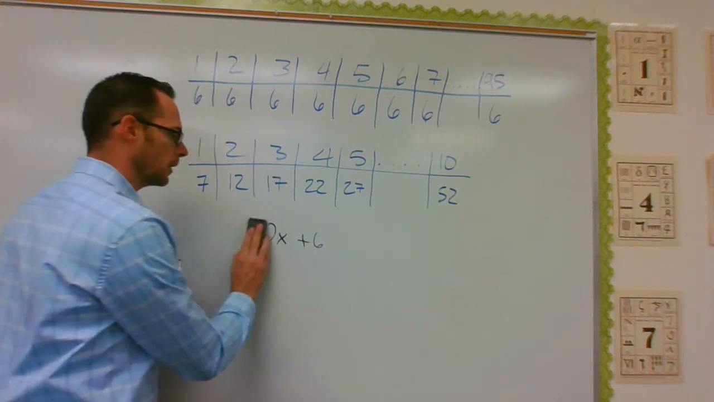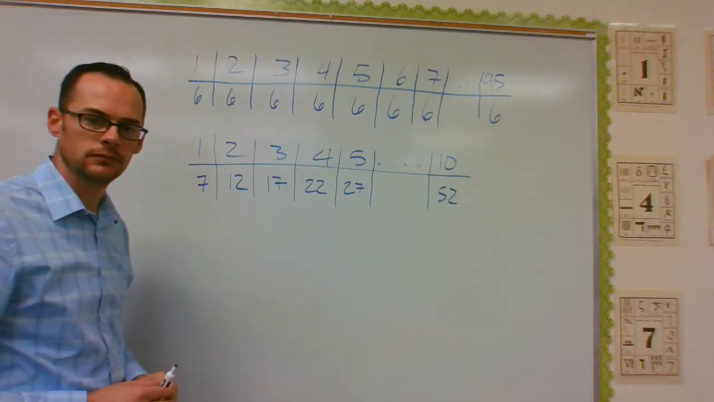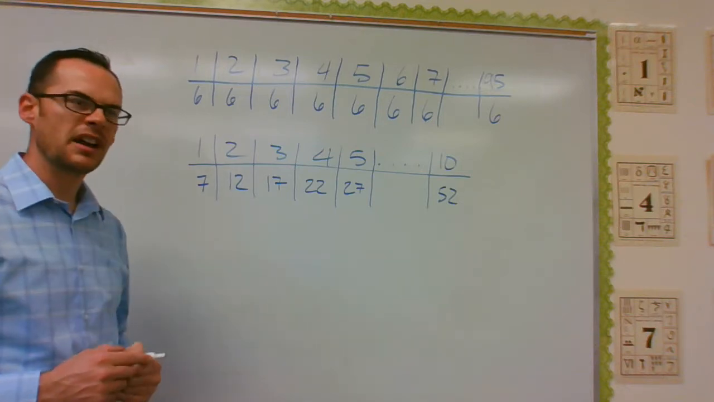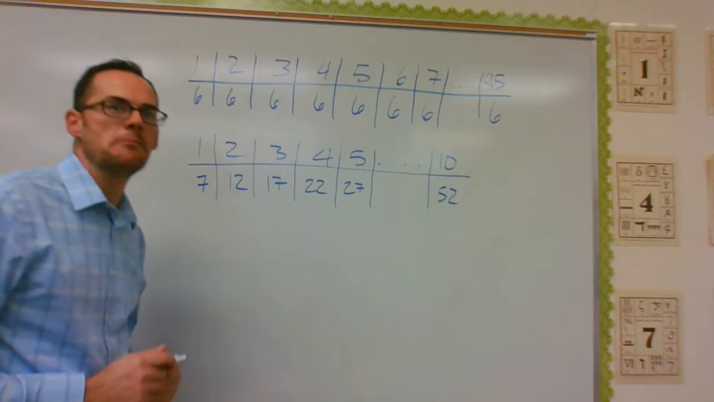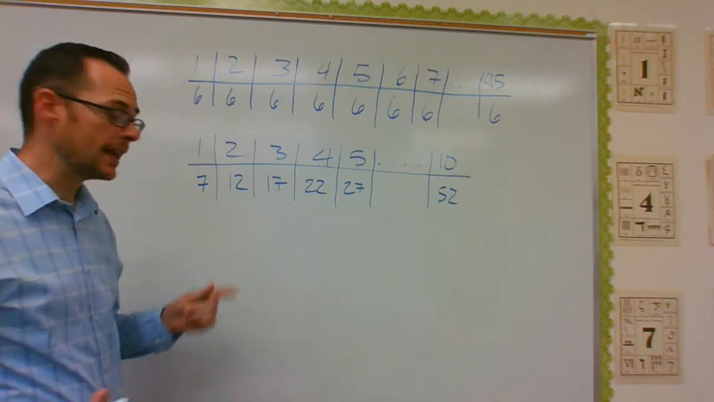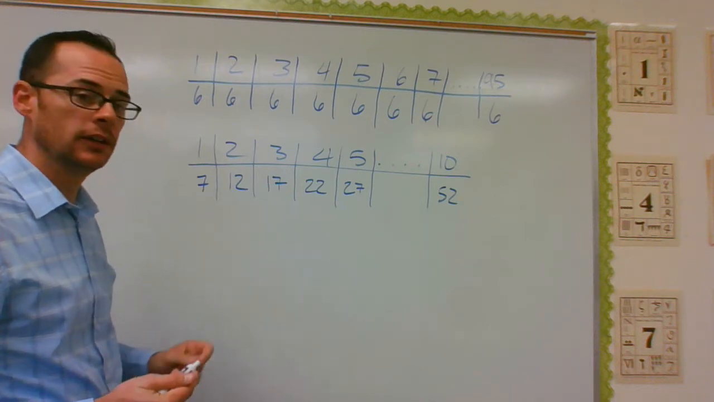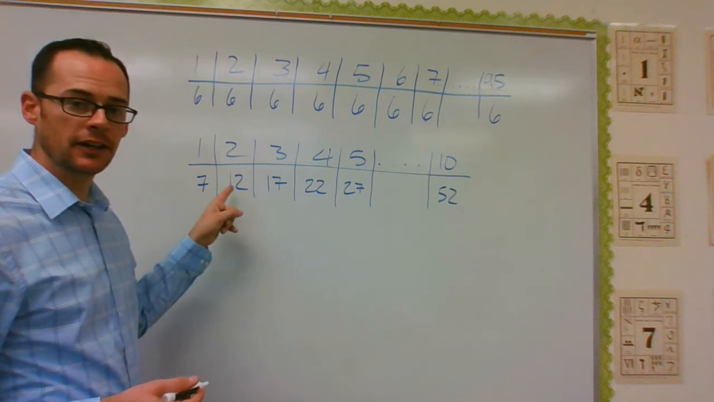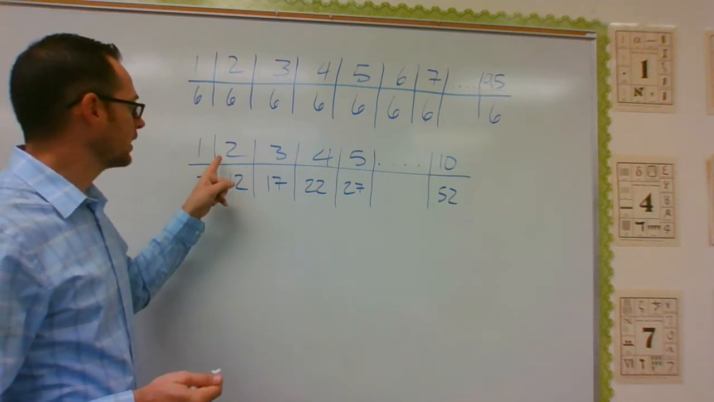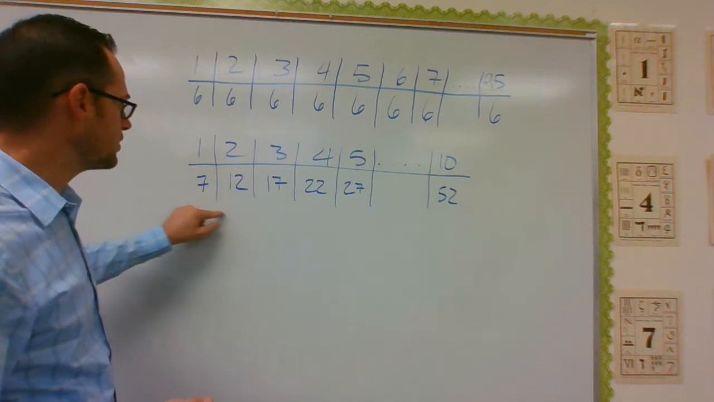Well, let's look at a different one. I put in 1, I get out 7. That could be multiplied by 7. That could be add 6. Once again, when I'm only looking at 1, the possibilities are endless. Let's look at a second one. Can I multiply 2 by 7 and get 12? No, I can't. Can I add 6 and get 12? No, I can't.